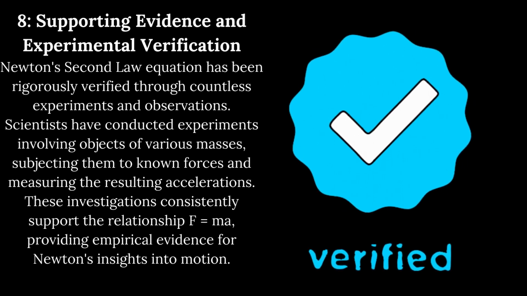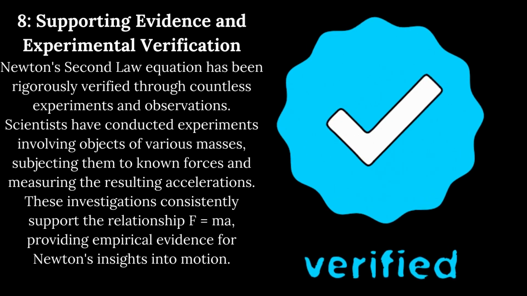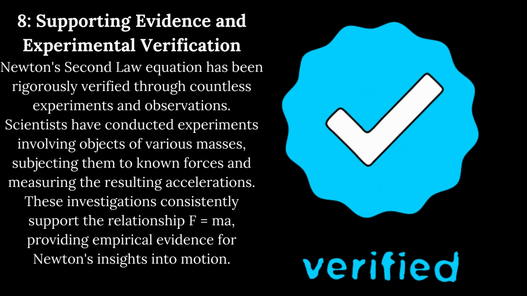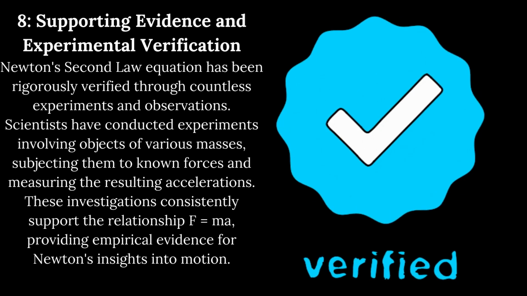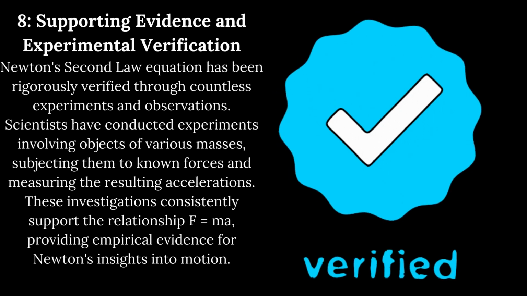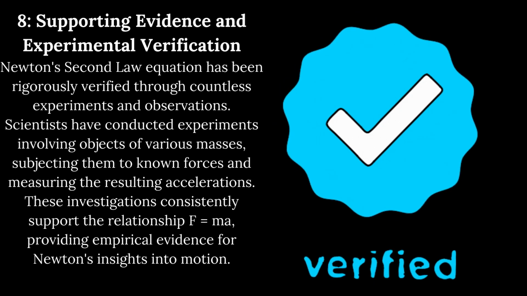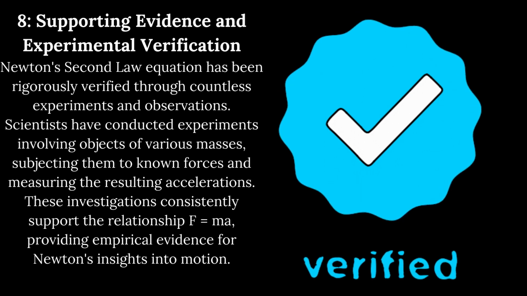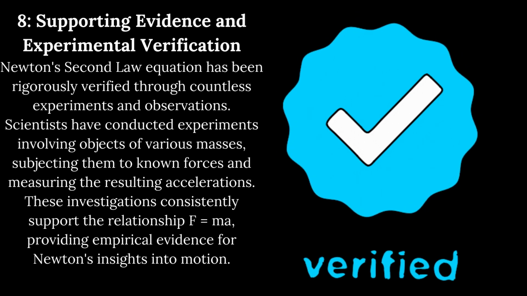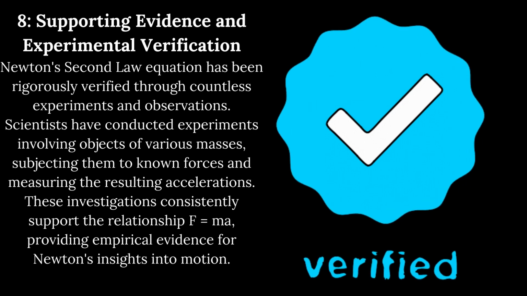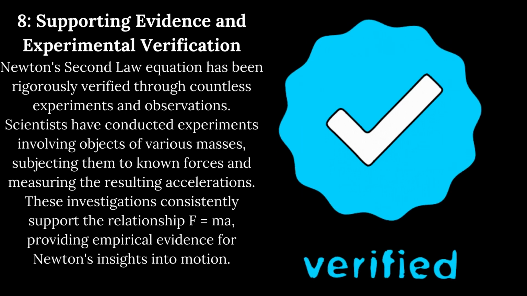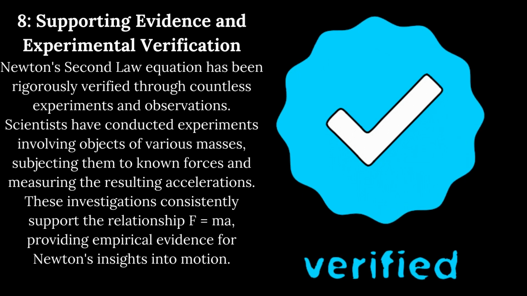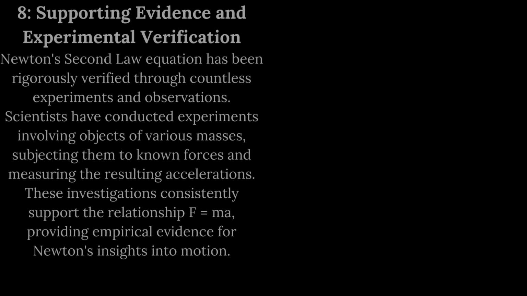8. Supporting evidence and experimental verification. Newton's second law equation has been rigorously verified through countless experiments and observations. Scientists have conducted experiments involving objects of various masses, subjecting them to known forces and measuring the resulting accelerations. These investigations consistently support the relationship F equals ma, providing empirical evidence for Newton's insights into motion.